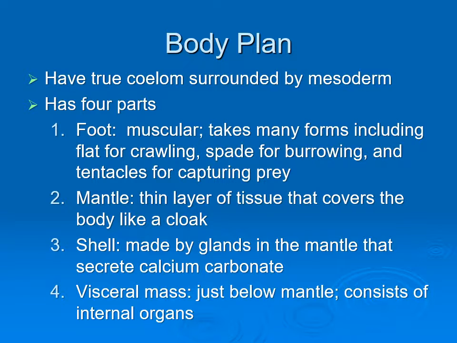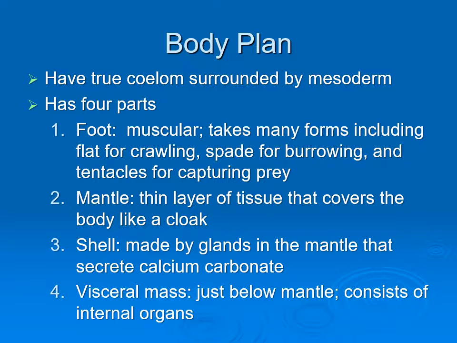As we saw with the annelids, the mollusks have a true coelom that is surrounded by mesoderm. With all mollusks, regardless of the class they're in, they have 4 parts to their body. One is a muscular foot. This can take many forms. It can be flat, used for movement. It could be shaped like a spade, used to burrow, or it could be tentacles used to capture prey.